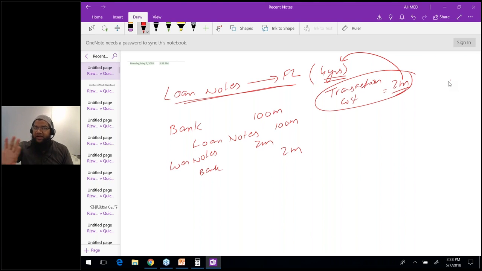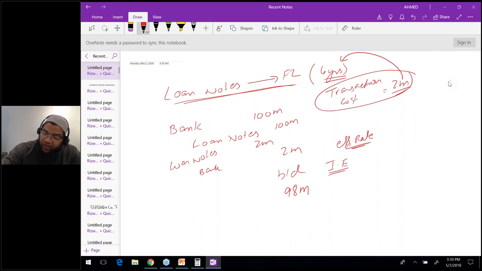But this shall not be created as a separate asset. Instead, we actually net it off from the financial liability. And that is why it reduces the financial liability in the balance sheet. Now, my loan brought down will actually become 98, 100 minus 2. And then the interest expense will be calculated using the effective rate.